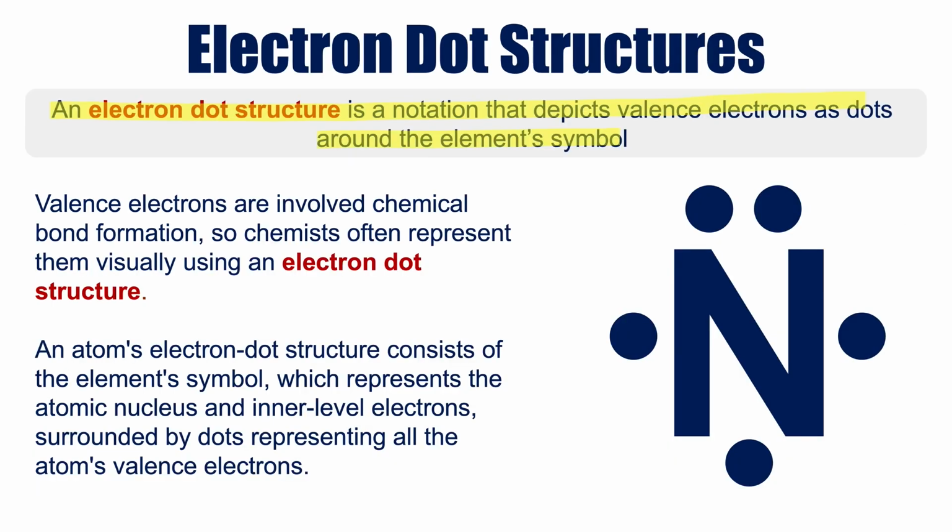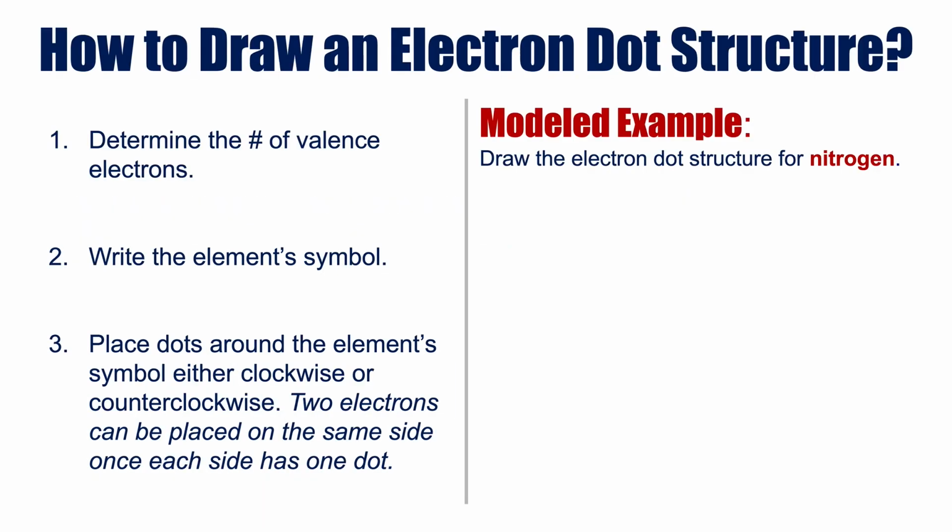So an electron dot structure is a way to represent the valence electrons that an element has by placing them around the element symbol as dots. There are different applications for electron dot structures. You can use them to model what's happening in an ionic bond or in a covalent bond, but we're just going to use them to figure out how many single covalent bonds an element needs to form in order to have that full outer shell. To draw an electron dot structure, you determine the number of valence electrons, you write the element's symbol, then you place the valence electrons as dots around the symbol.